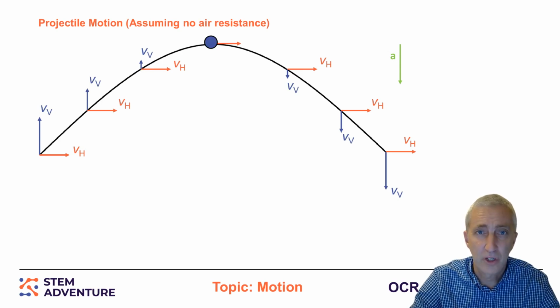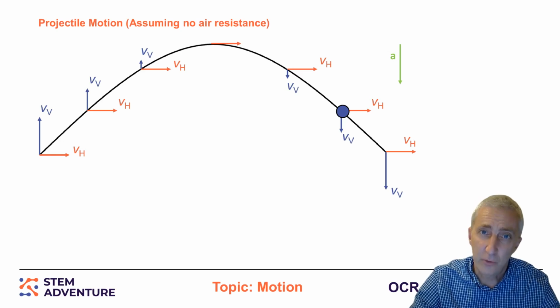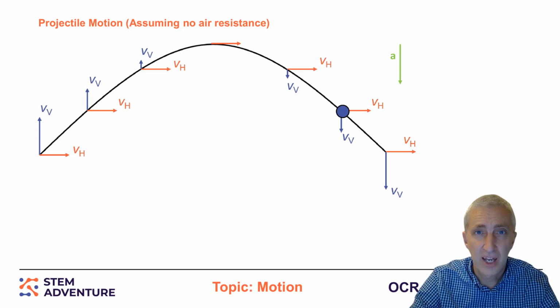At the top of the motion, the vertical component of the velocity is zero, and its vertical displacement is maximum. Then, as the object falls back down to Earth, the vertical component of velocity changes direction and increases again.